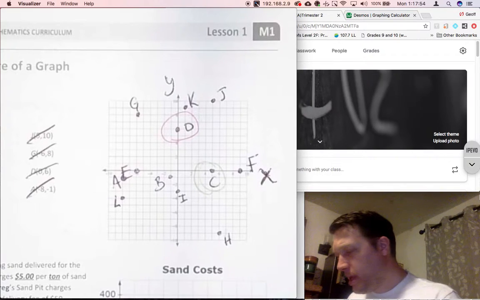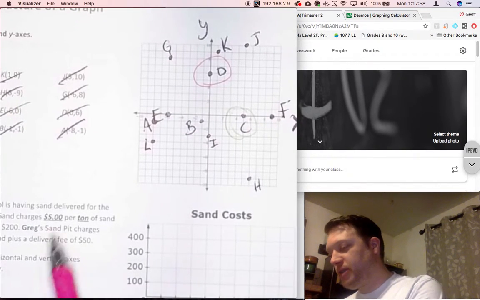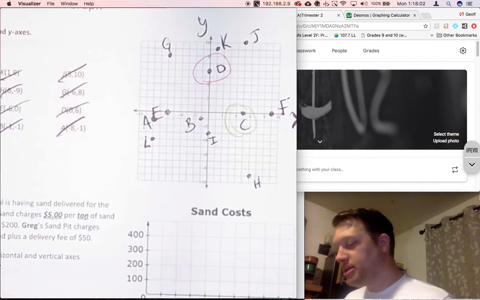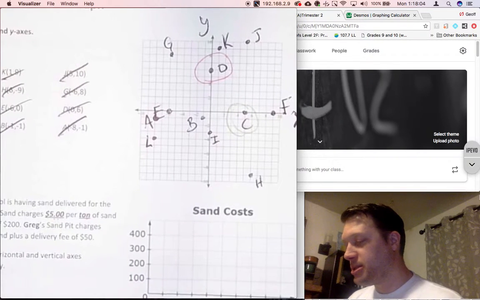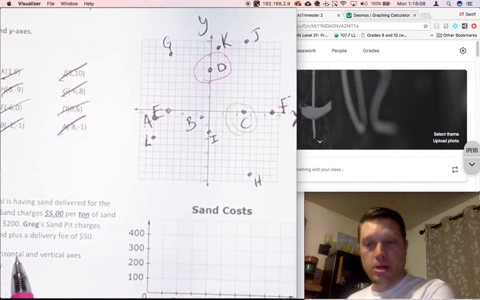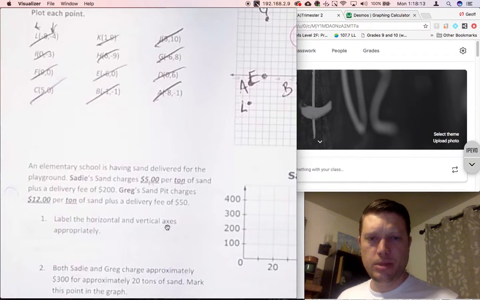Okay, next question. An elementary school is having sand delivered for the playground. Sadie's Sand charges $5 per ton plus a delivery fee of $200. Greg's Sand Pit charges $12 per ton plus a delivery fee of $50. So to label the horizontal and vertical axes appropriately, I think I'm going to zoom out here.